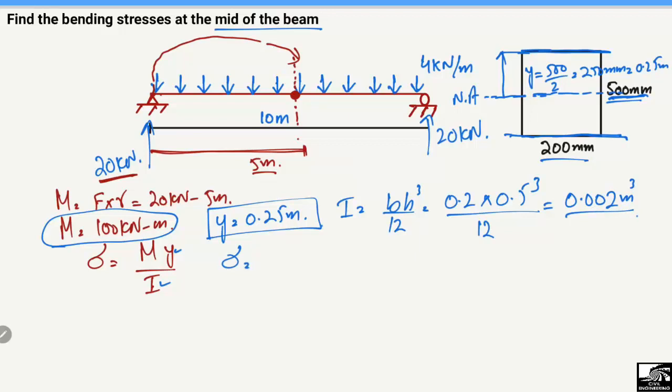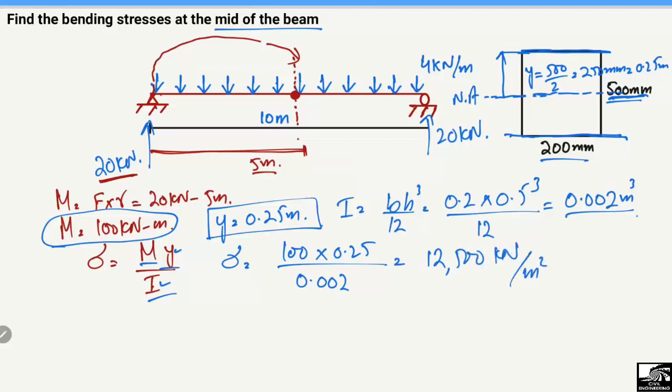After finding all these values, we can find the stresses in the beam. So the moment is 100, then y is 0.25, and then the moment of inertia of the beam, which is 0.002. So we will get our stresses as 12,500 kilonewton per square meter, because we used the unit of kilonewton for the force and meter for the length or dimension. So our stresses are 12,500 kilonewton per square meter.